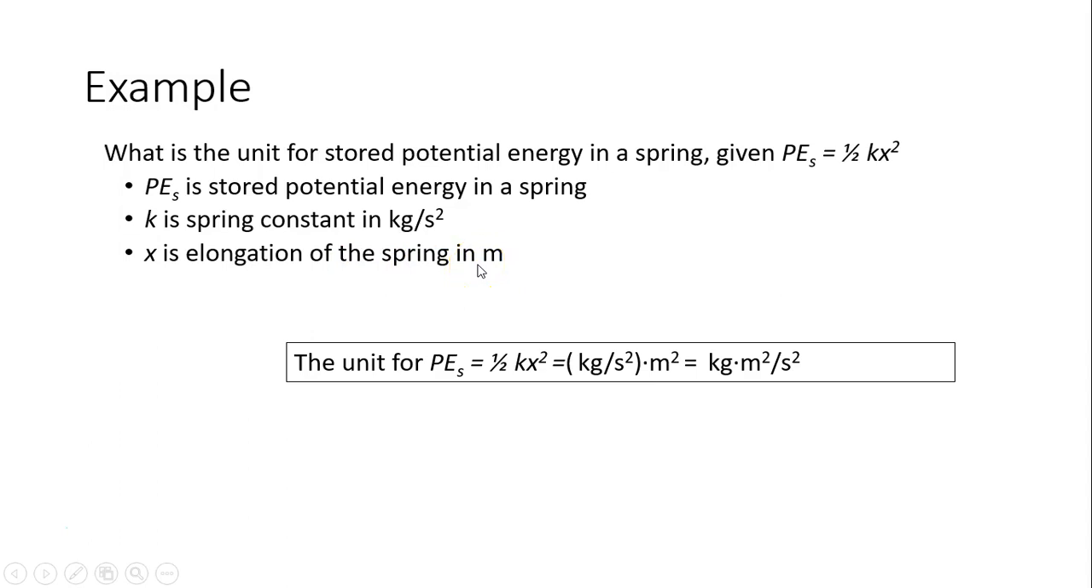To find out the unit for PE, again, we write down the equation, then we substitute the units. Let's see, what do we do with this 1/2? We don't do anything because 1/2 is a number, has no unit. So basically we ignore that 1/2. Then we write down the unit for k, which is kilograms over second squared times meter squared. When you simplify, this is what you get. Kilograms times meter squared divided by second squared.